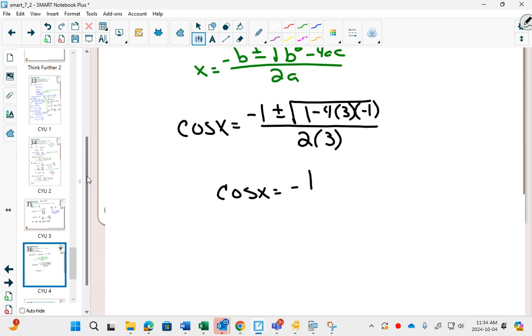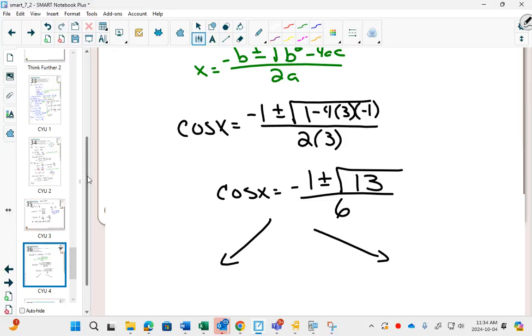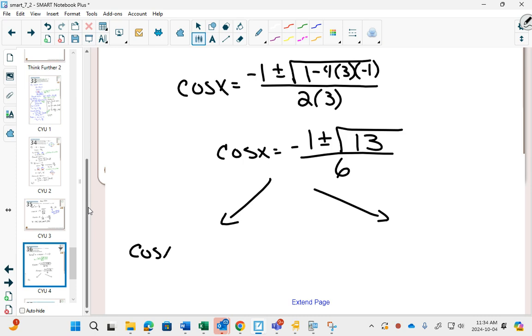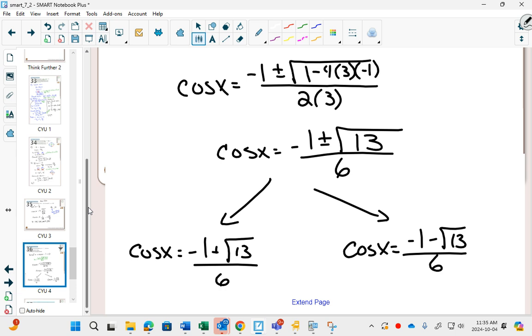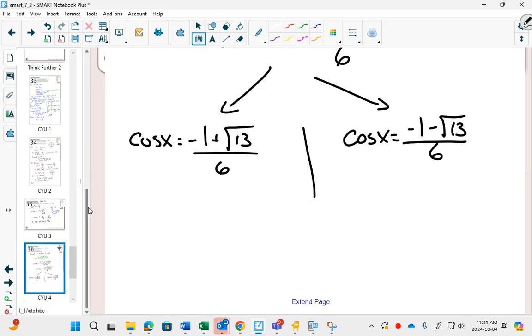Simplifying this, negative 1 plus or minus the square root of 13 over 6, which we can split up, 1 with the plus sign, 1 with the minus sign. And I think it's pretty obvious that those are not on our pie plate. So we're going to have to use our calculator.